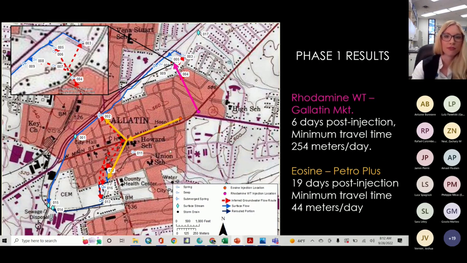The second injection was performed at a facility just about a block away, and it took 19 days to recover that dye, and we found that it was actually moving in the direction of the southwest, away from the impacted seeps. As I said, that was 19 days post-injection, minimum travel time of 44 meters a day.